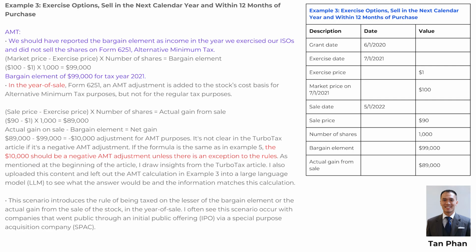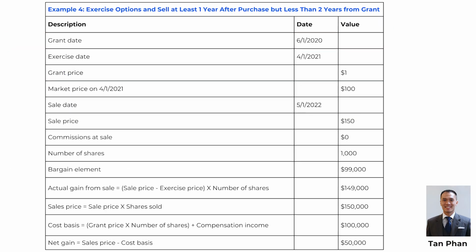This scenario introduces the rule of being taxed on the lesser of the bargain element or the actual gain from the sale of the stocks in the year of sale. I often see this scenario occur when companies went public through an initial public offering via a special purpose acquisition company. Example 4: exercise options and sell at least 1 year after purchase but less than 2 years from grant.